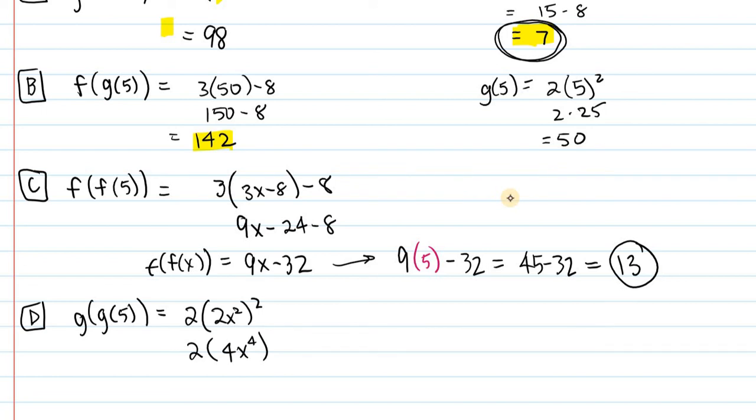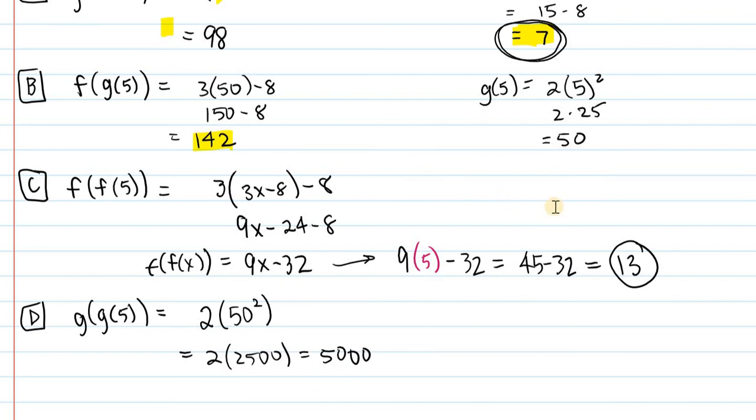But we already know what g of 5 is. Like, we already know that g of 5 equals 50. So if we plug in 50, we would have 2 times 50 squared. So 2 times 2,500, which equals 5,000.